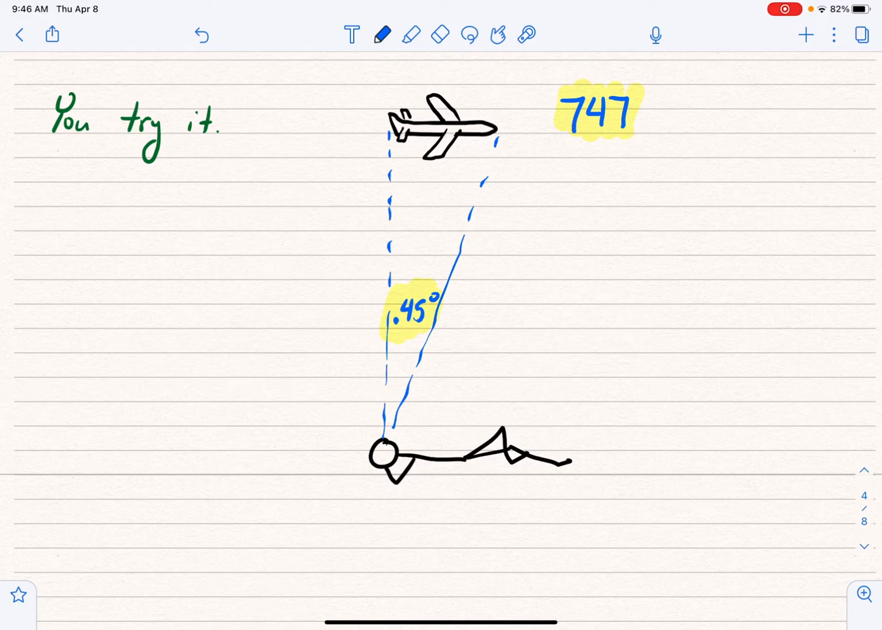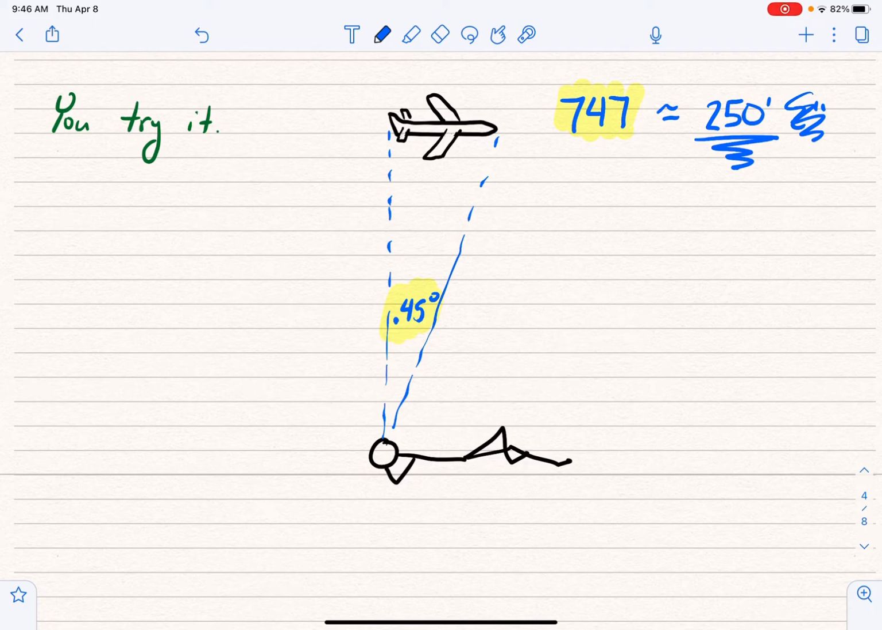Now, you being an airplane nut know that a 747 is actually 250 feet long. It's 250 feet and 2 inches, but we won't worry about that. So we'll say it's 250 feet long. Now, you realize that as you look up, that airplane is filling this angle of 0.45 degrees, and that the airplane itself is 250 feet long. Well, then what could we figure out if you knew those two pieces of information?